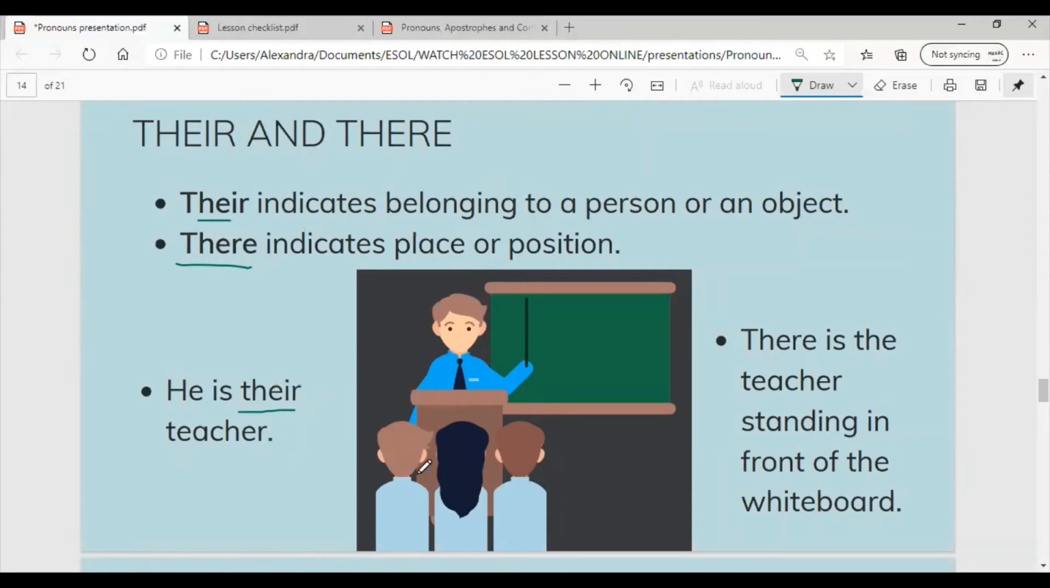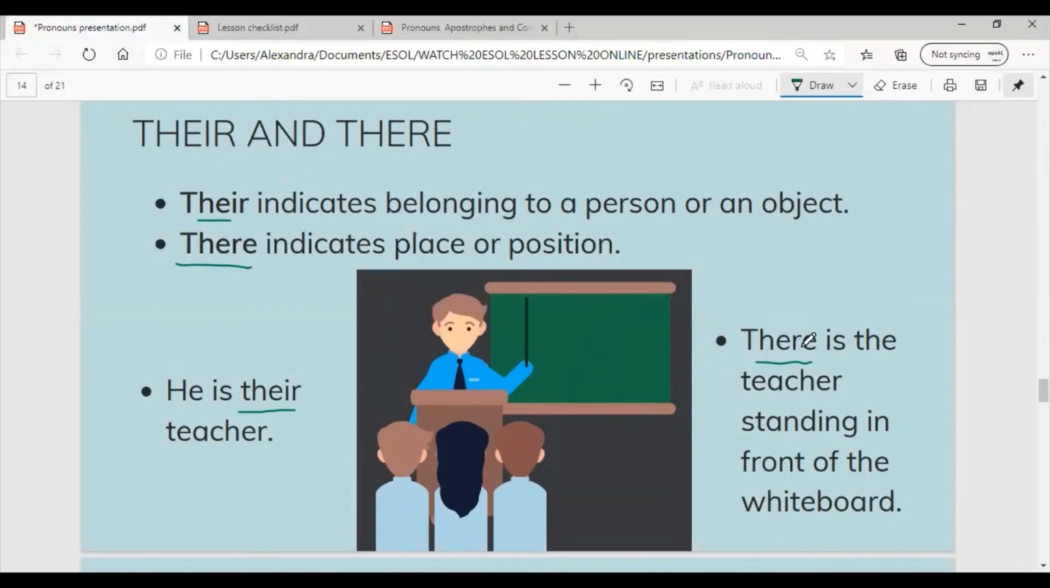So he is their teacher. So the children's teacher. So that shows that the teacher is the group of children's teacher. It shows belonging. Whereas there is the teacher standing in front of the whiteboard. The teacher is standing in front of the whiteboard, and by saying there with an ERE, you are showing that he has a place or position.